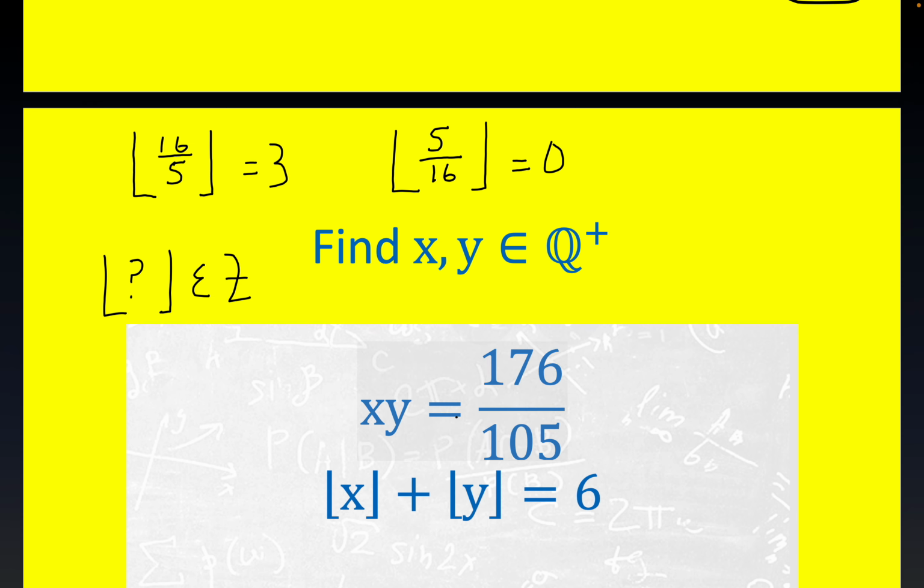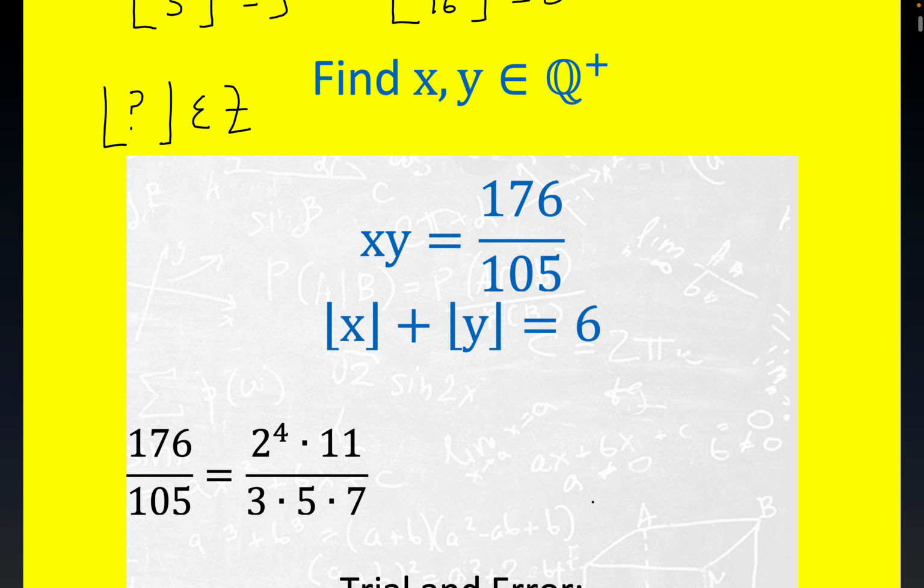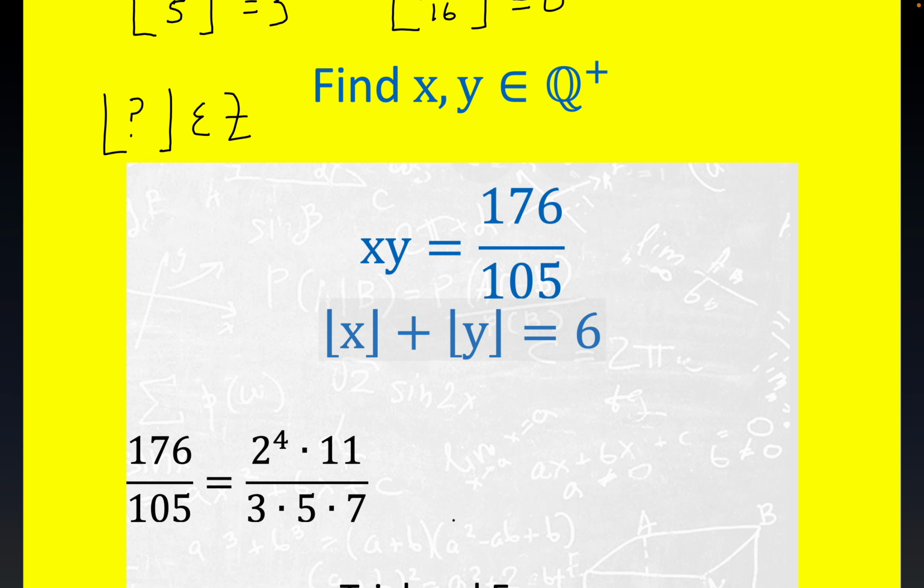It always returns a member of the set Z, the set of integers. So we're looking for a pair of positive rational numbers whose product is 176 over 105, and the sum of whose floors is equal to 6. It turns out it's quite useful to look at the prime factorizations, which takes maybe 30 seconds. 2 and 11 are the only prime factors of 176, as can be seen by successively dividing by 2. And 105 has 3 distinct prime factors, namely 3, 5, and 7.